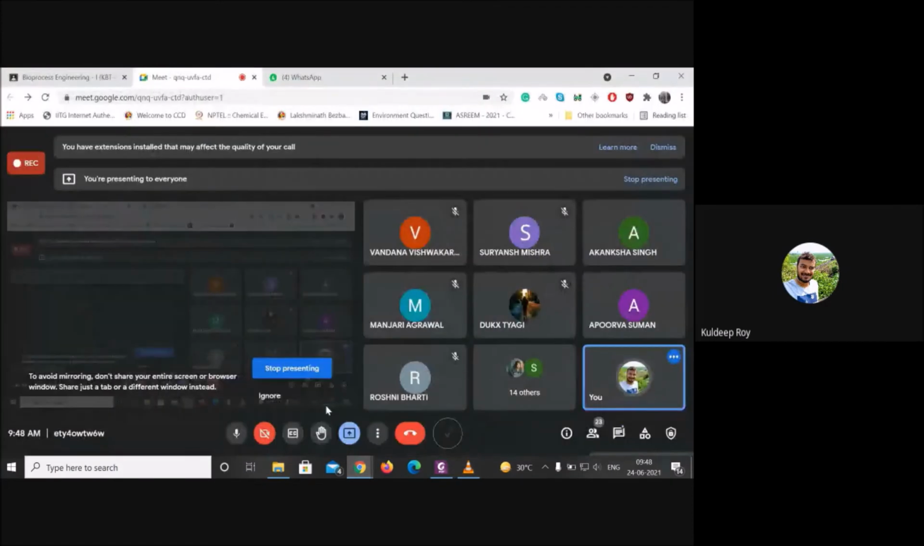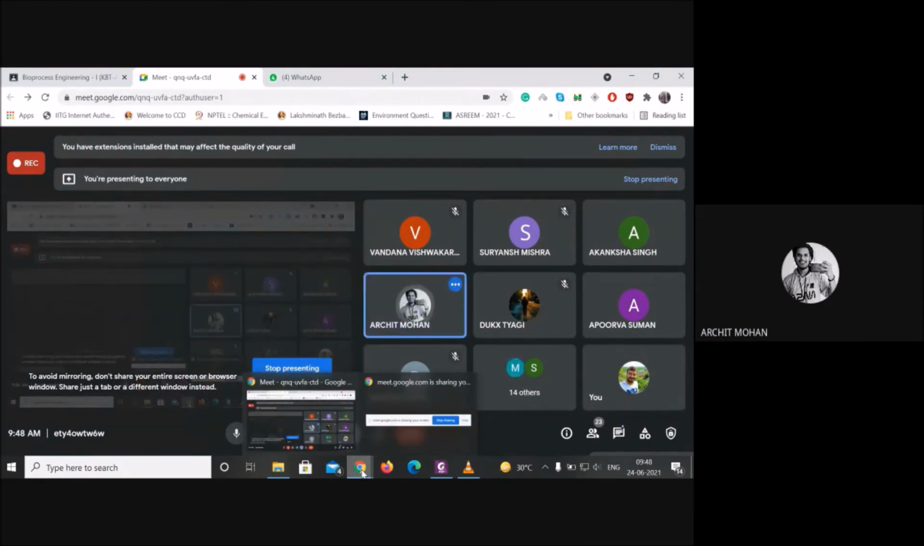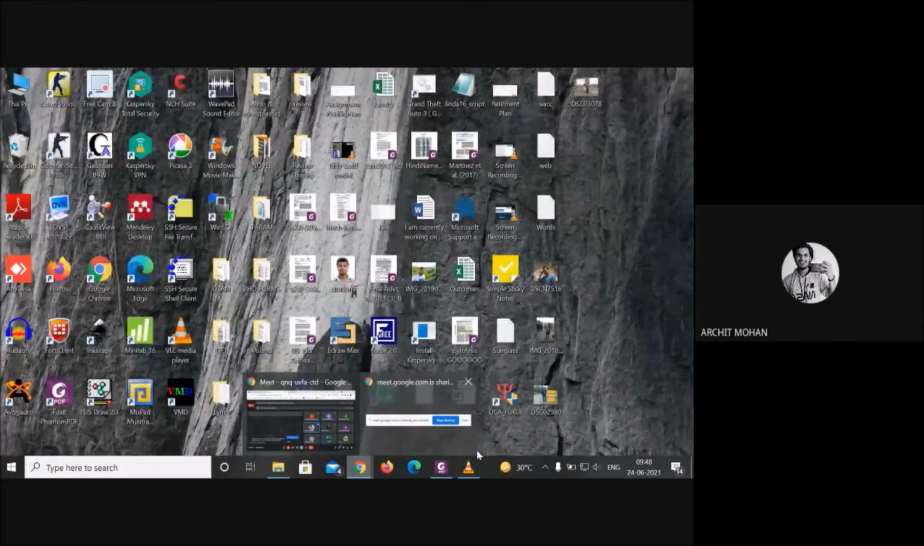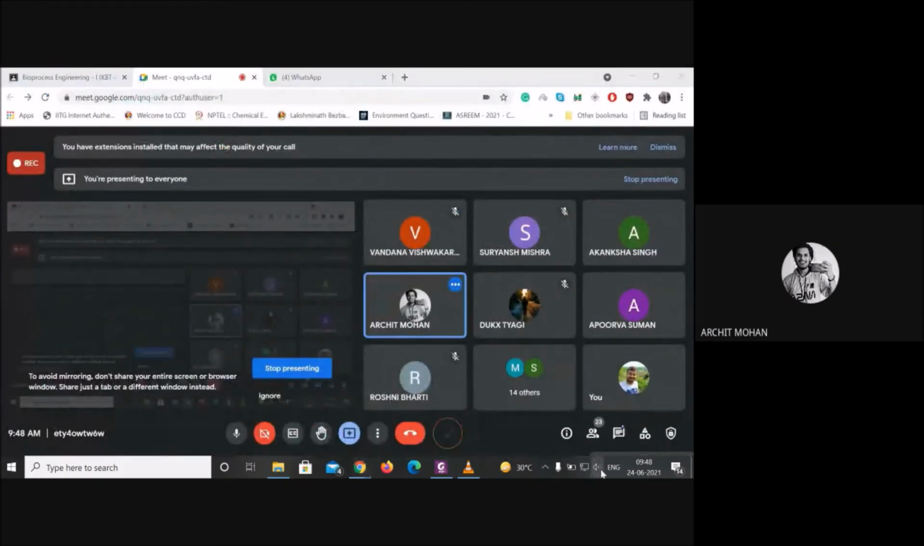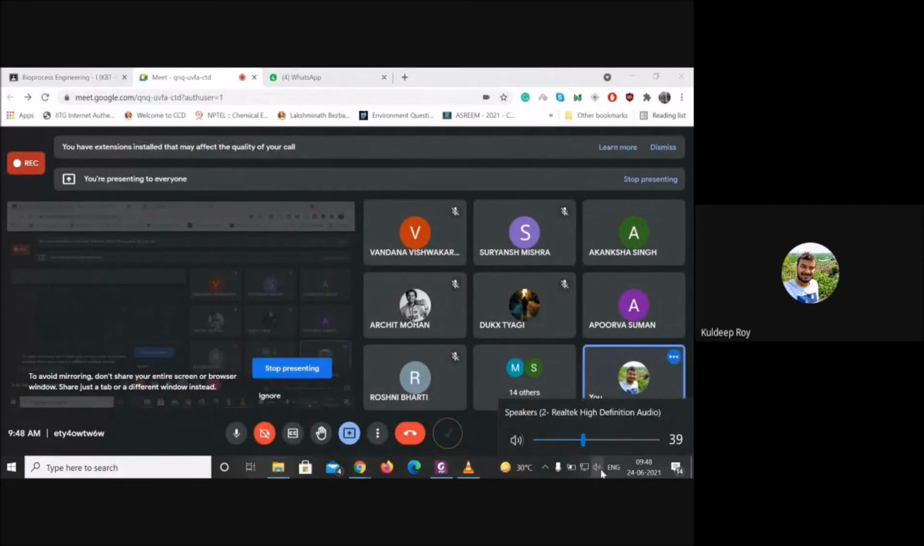Any comments? So low viscous fluid in shell, in tube. Pardon, Arjit? Low viscous fluid in tube.